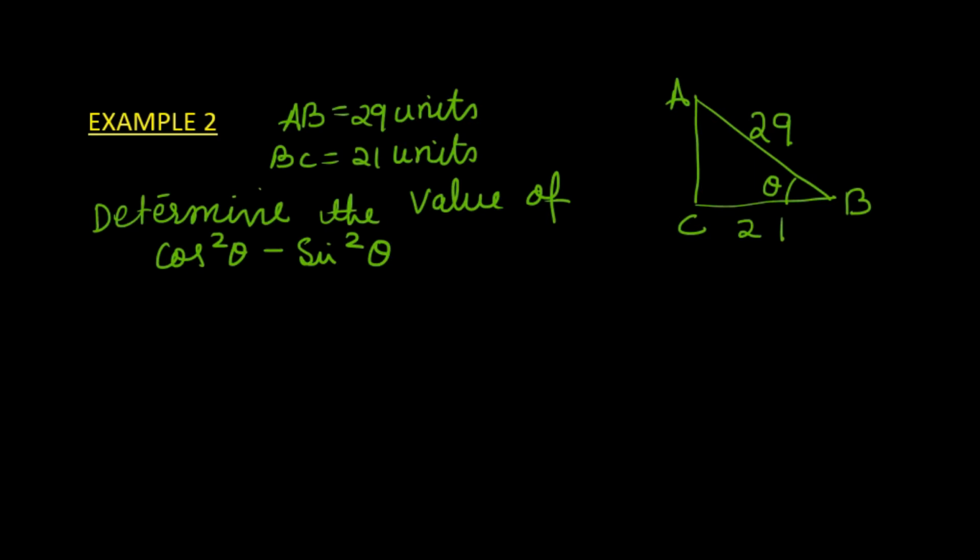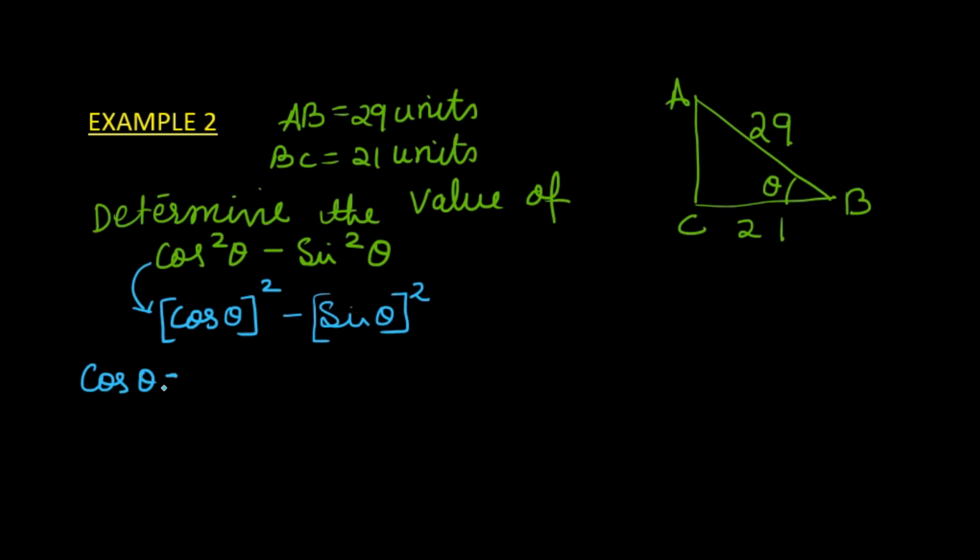Okay, now here in this question, the important thing to note is cos square theta is nothing but finding cos theta and squaring it. And sin square theta is finding sin theta and then squaring it. So cos square theta is square of cos theta and sin square theta is square of sin theta. So first we need to figure out cos theta and sin theta. Cos theta is adjacent over hypotenuse. For angle theta, adjacent is 21, which is BC, and the hypotenuse is 29, BC over AB. So we know cos theta.